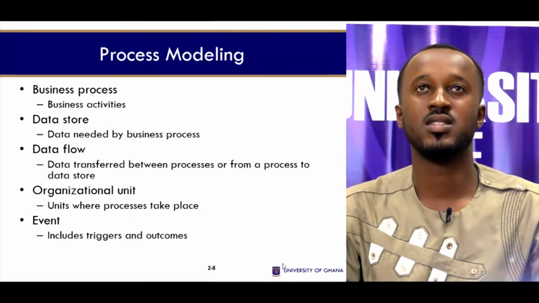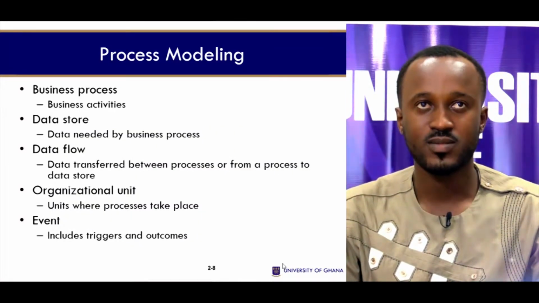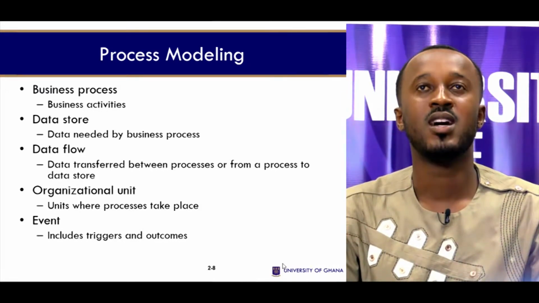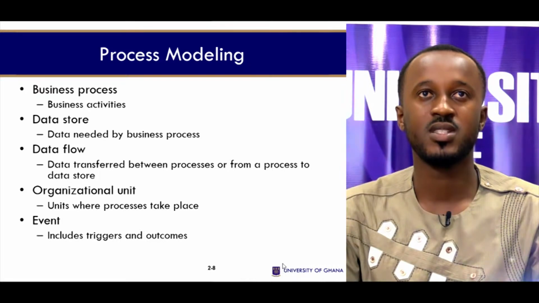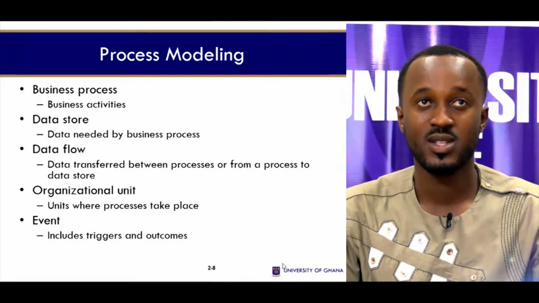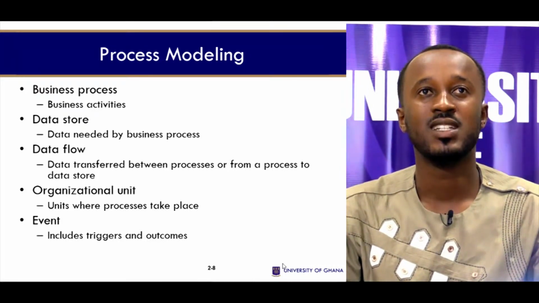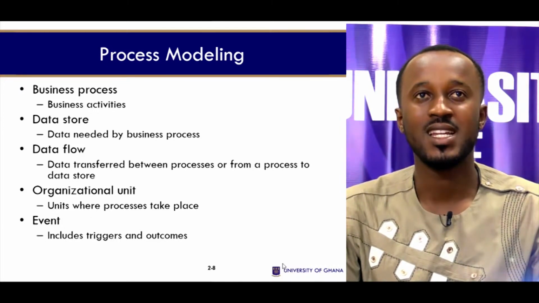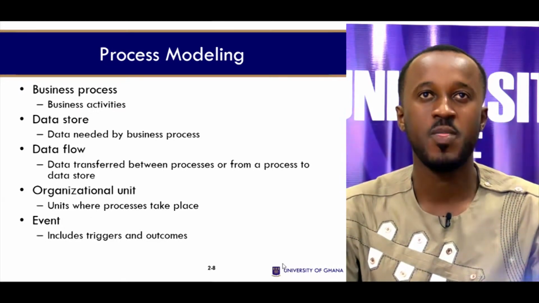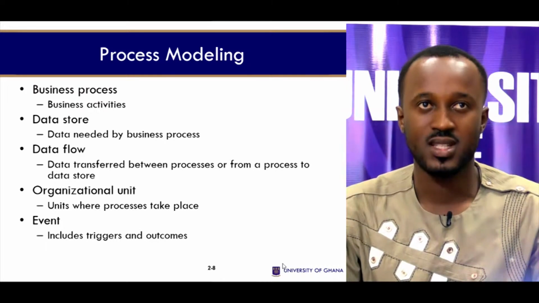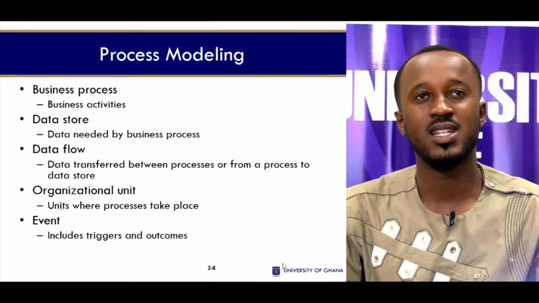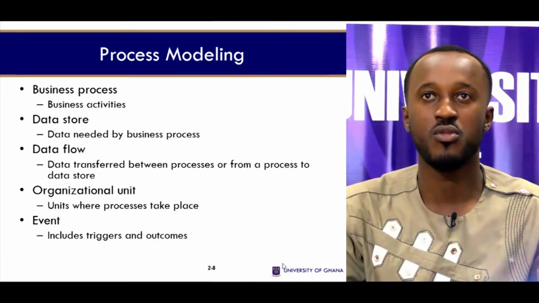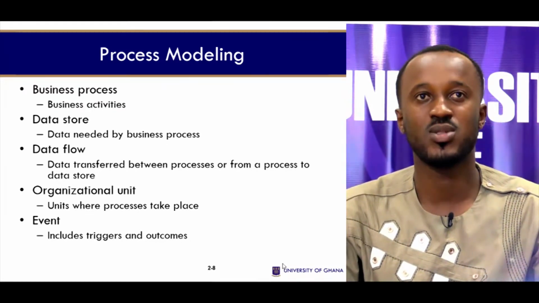Now let's take a look at process modeling itself. Under process modeling, we come across business processes, which are the business activities. We also take a look at the data store. The data store is the data that are needed by the business processes. Now there's data flow, which refers to the data transferred between processes or from a process to a data store.